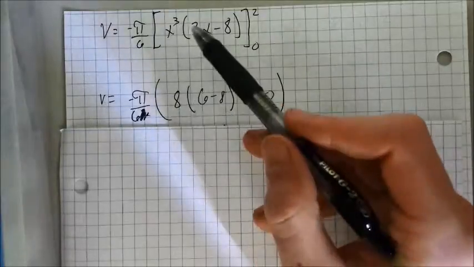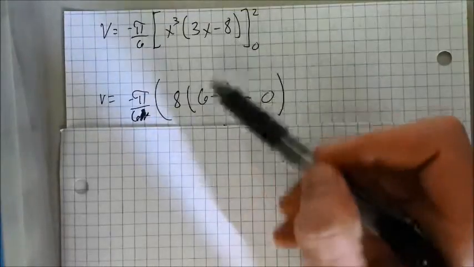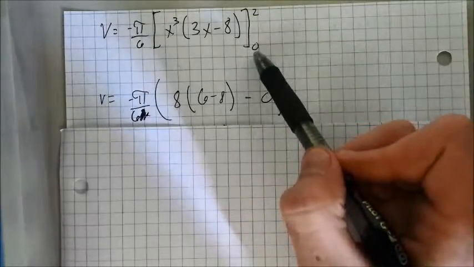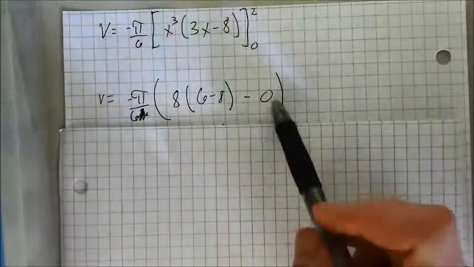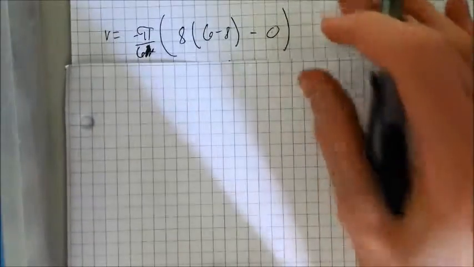2 cubed is 8. 3 times 2 is 6, minus 8. And then when we evaluate it at 0, well, 0 cubed is 0, so it doesn't matter what's in here. So this is just 0. And this 0 is going to disappear, not really important.